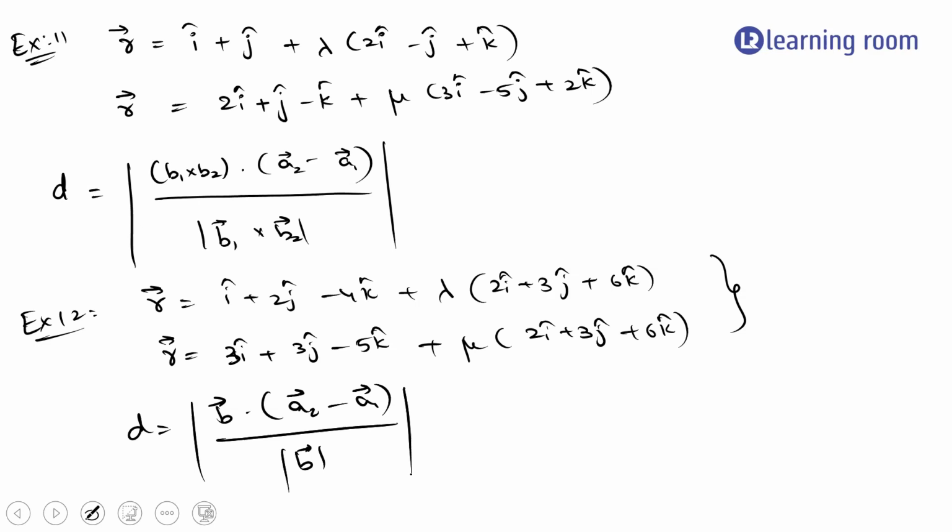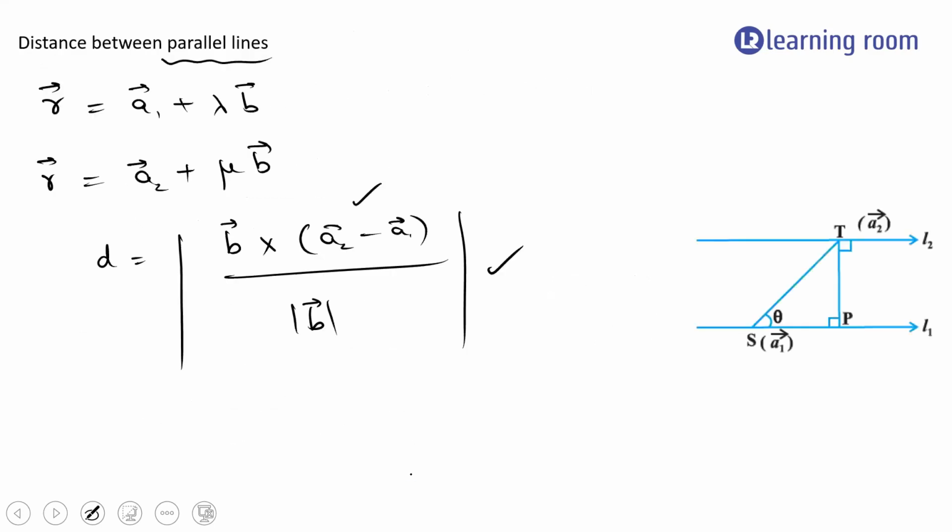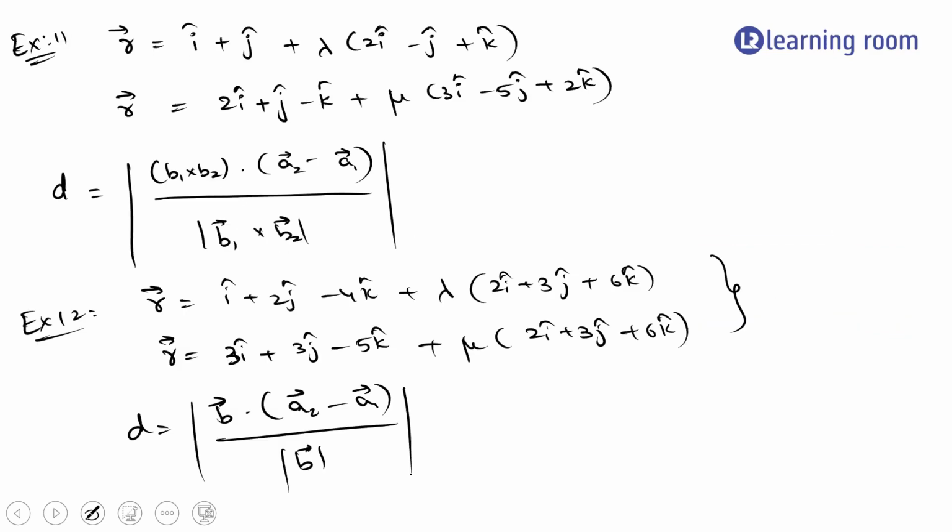Sir, I'm getting a different answer than the textbook. It's close, but different from the textbook. I'm getting root over 281 upon 7. Let me do it. See, what is A2 vector minus A1 vector? Sir, yeah, it's my mistake again. Sorry, it's my mistake.